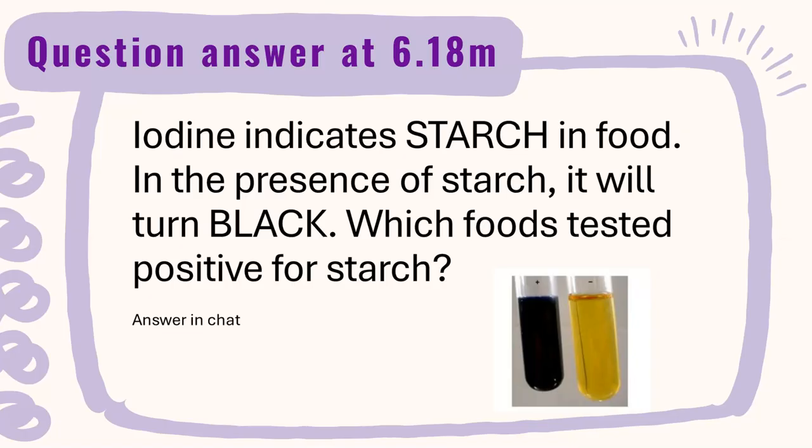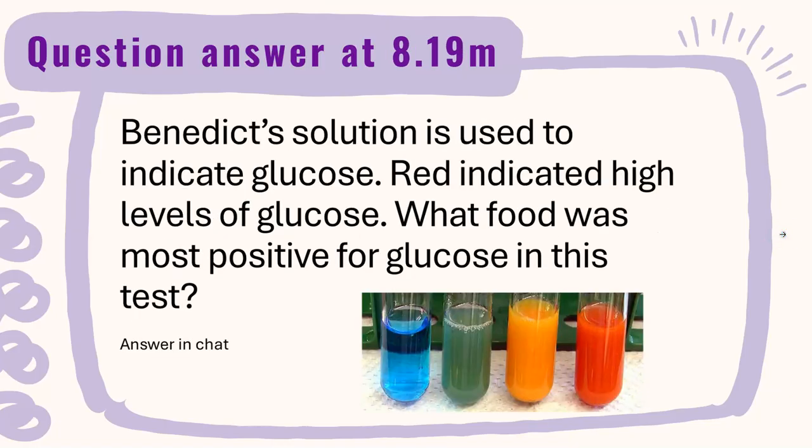Iodine indicates starch in food. In the presence of starch, it will turn black. Which foods tested positive for starch? Benedict's solution is used to indicate glucose. Red indicated high levels of glucose. What food was most positive for glucose in this test?